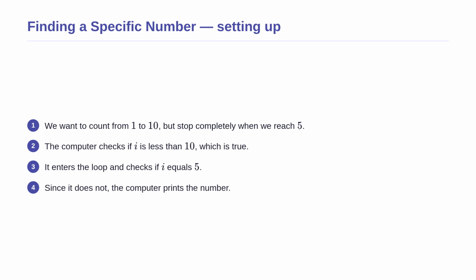With our counter initialized, let us see this with a concrete example. We are given a task to count from 1 to 10, but we are asked to stop completely as soon as we reach the number 5. We set up our loop to count upwards, one step at a time. Inside the loop, we use a decision-making statement to check the current number. The computer first verifies that our counter is less than 10, which allows it to enter the loop. It then checks if the counter equals 5. Since our starting value is 1, this is false, so the computer prints the number and prepares for the next step.